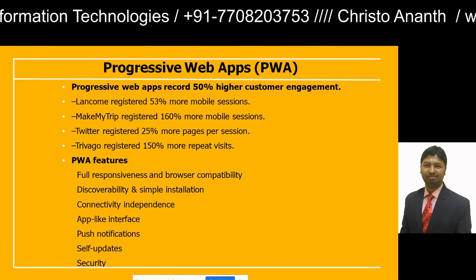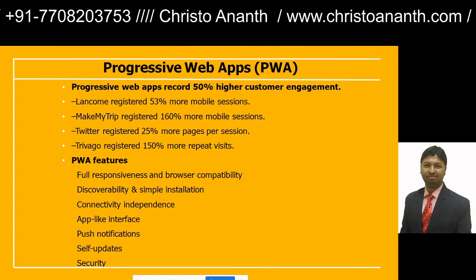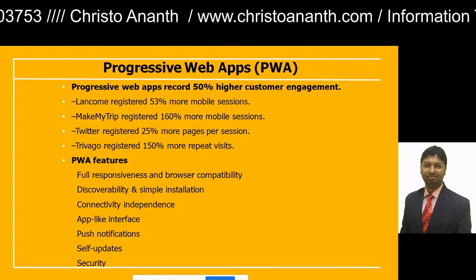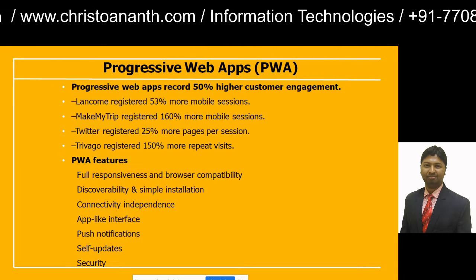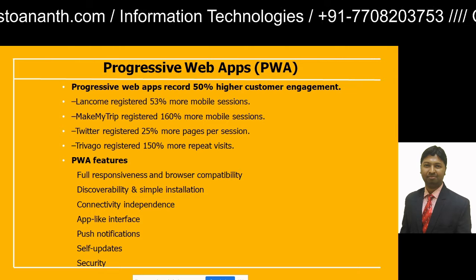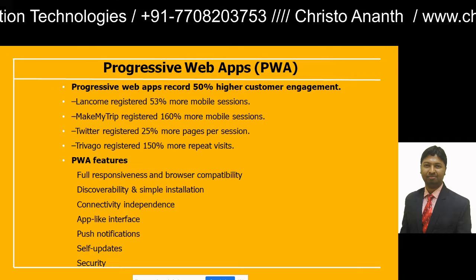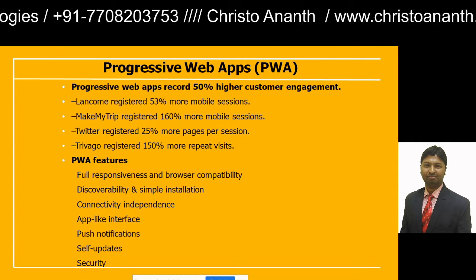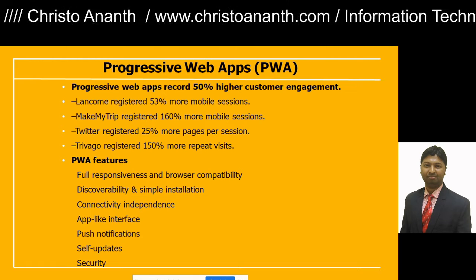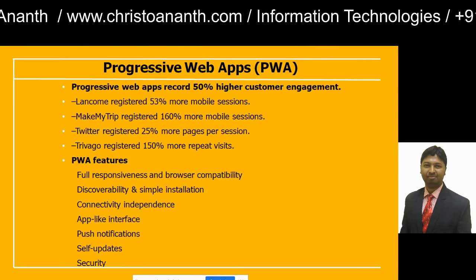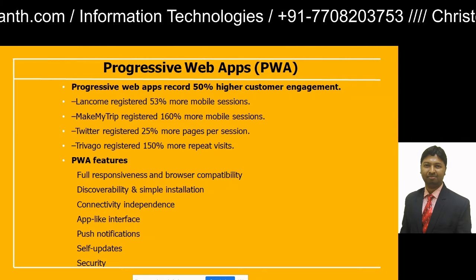So if you consider the statistics or analysis, progressive web apps record 50% higher customer engagement. Lancome registered 53% more mobile sessions, and Make My Trip, which you normally use for booking flights, registers 160% more mobile sessions. Twitter registered 25% more pages per session. Trivago, just like you do it online, registered 150% more repeat visits.